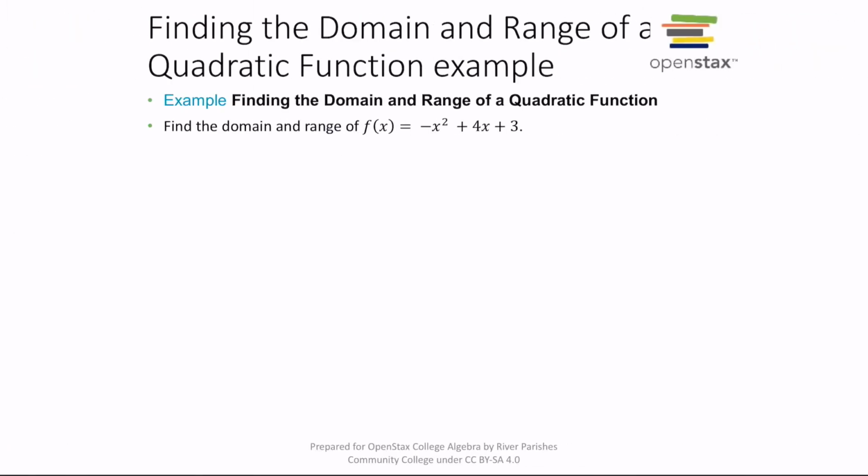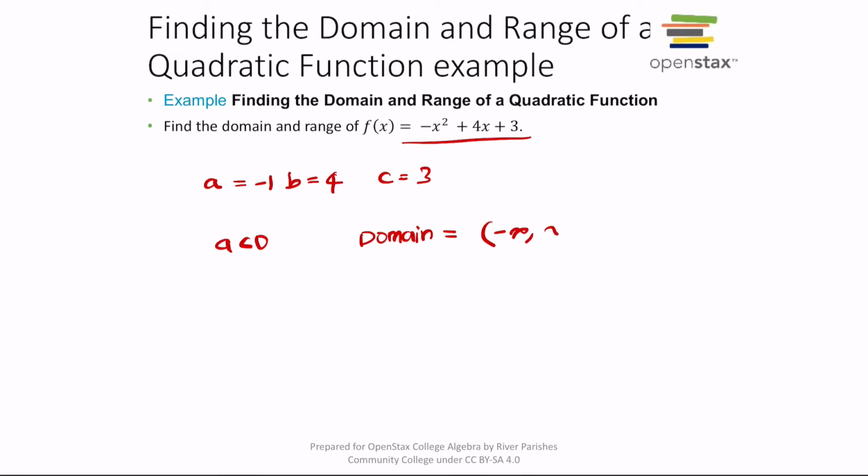So let's try and use this principle now. You have the equation. Compare it with ax square plus bx plus c. So we get a, b, c. A is negative 1, b is 4, and c is 3. So we know that a here is less than 0. So the domain stays the same, which is from negative infinity comma infinity. Now range is what changes here.